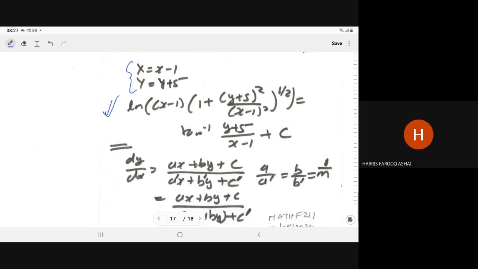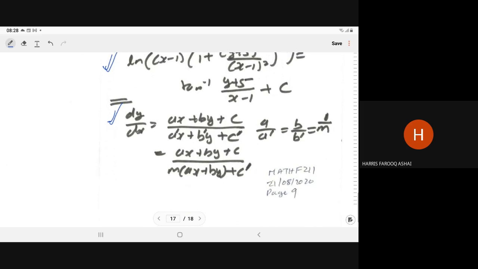Now, it is not necessary that we always have a upon a dash not equal to b upon b dash. Sometimes we may have a upon a dash equal to b upon b dash, and we have the requirement, and the given equation is non-homogeneous also. In such cases, we assume that a upon a dash is equal to b upon b dash is equal to 1 upon m. So from here, you will get a dash is equal to am, b dash is equal to bm.